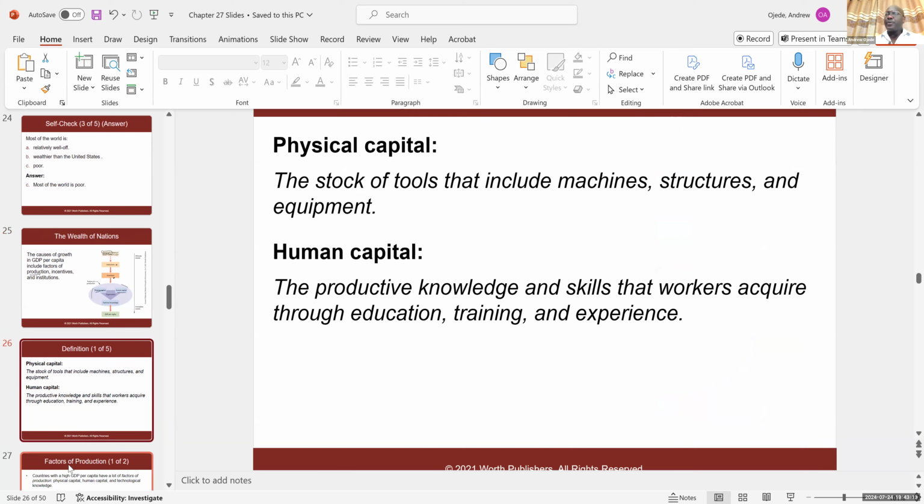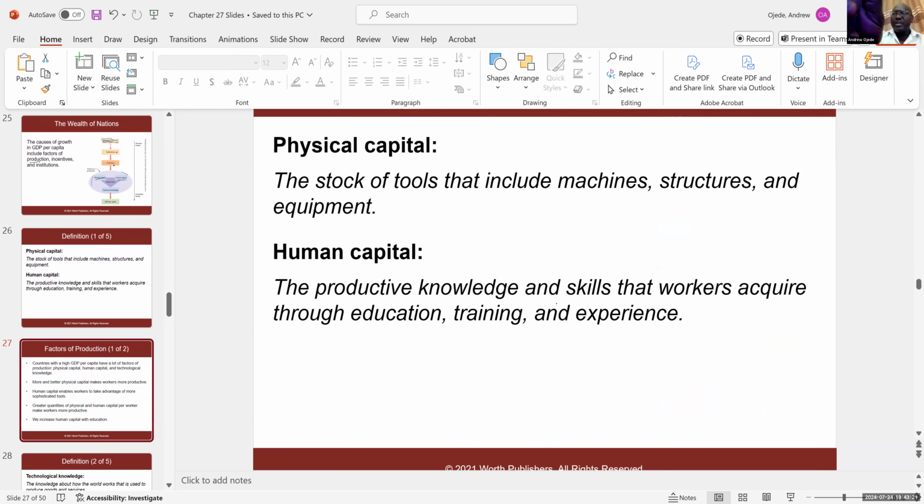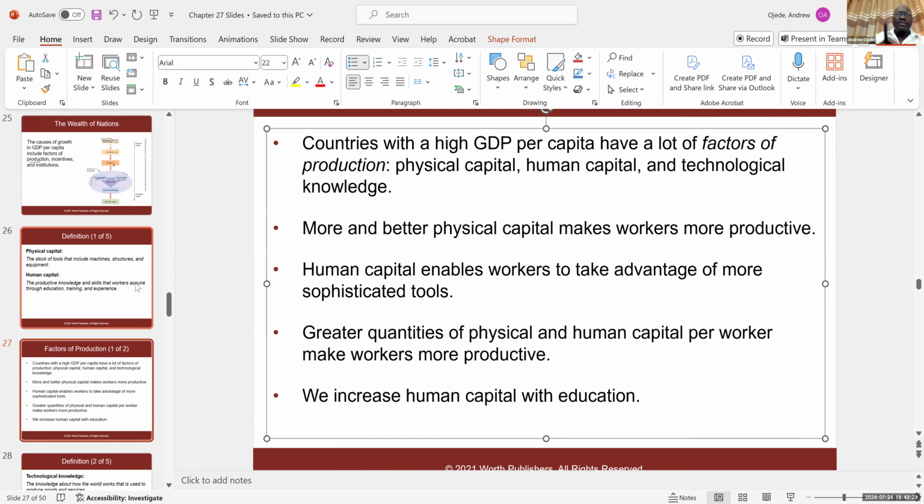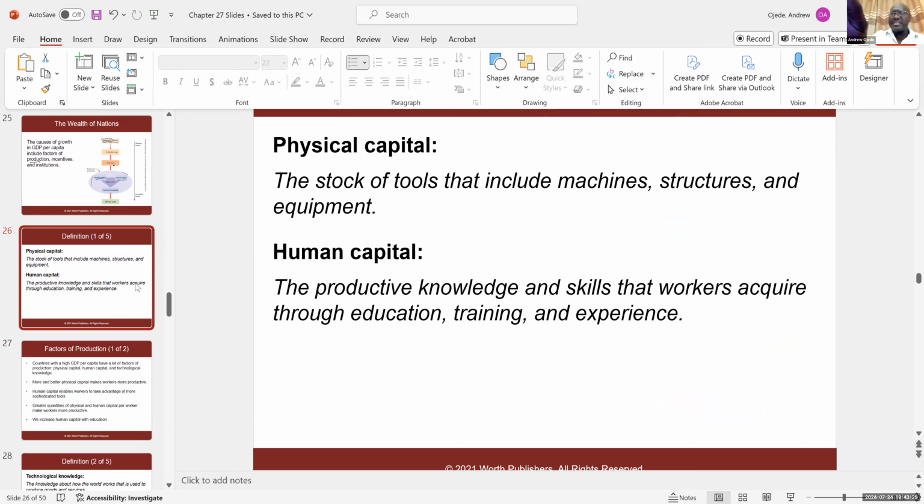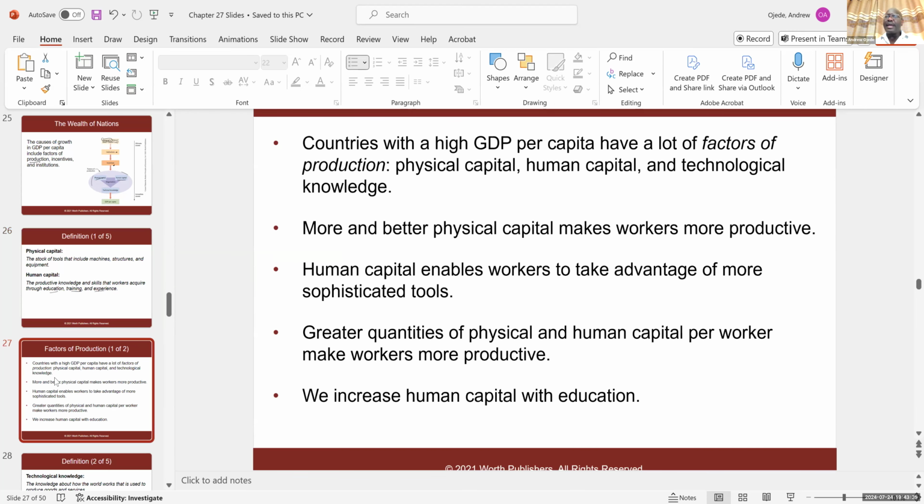So physical capital, which is part of the factors of production, is the stock of tools that include machines, structures, and equipment. Human capital is the productive knowledge and skills. I talk about that. The productive knowledge and skills that workers acquire through education, training, or experience on the job. That's what they call human capital. Okay. So countries with high GDP per capita have a lot of factors of production.